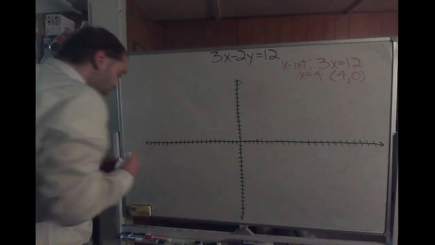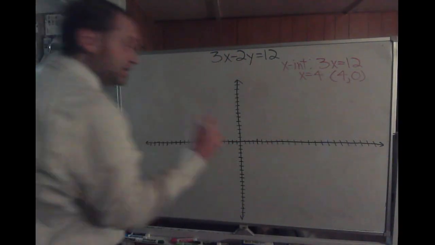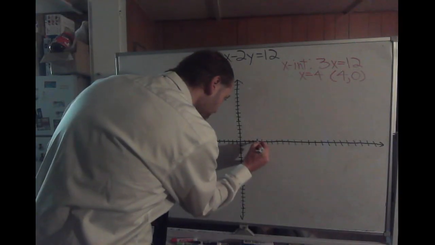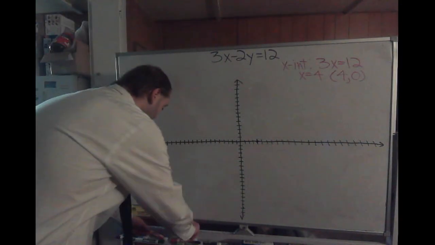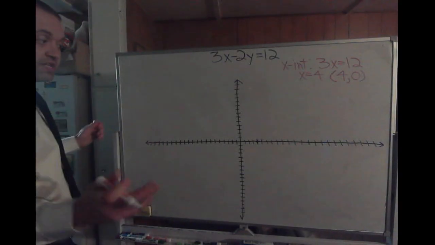So we got (4, 0) for the x-intercept. Let's go ahead and plot that right here. Okay, now we found our x-intercept and plotted it.